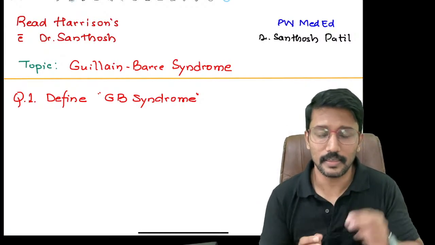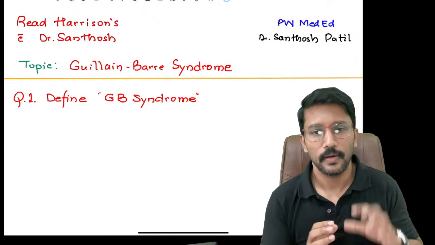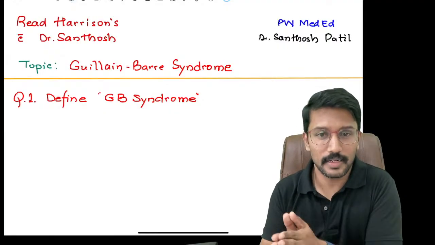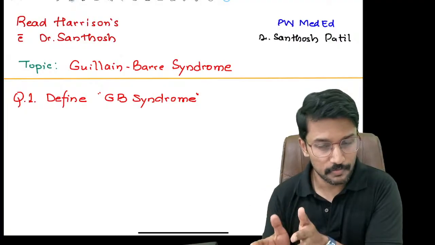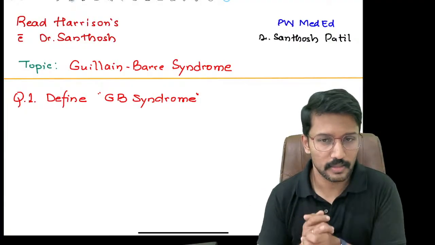So let us understand how we define GB syndrome, what the etiology is, what the clinical features are, or in other words, how these patients present to us, what the causes of mortality are, and how we manage a patient with GB syndrome. So let me start by asking you to define GB syndrome for me.